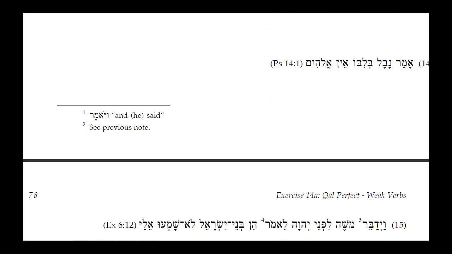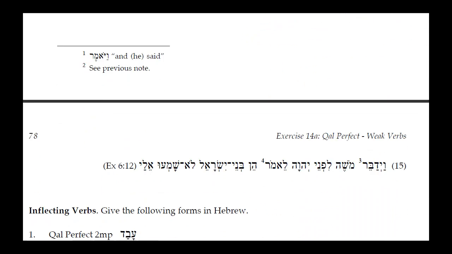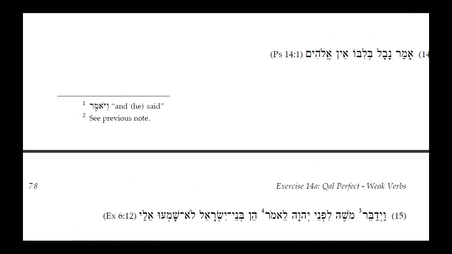Okay, let's go to number 15 here, and that's what we'll do. Number 15, our last but not least sentence here, is Vayedaber Moshe lifnei Adonai lemor hen bnei Yisrael lo shame'u elai. And Moses spoke before the Lord, saying, Behold, the sons of Israel did not listen or did not obey me, or listen to me.